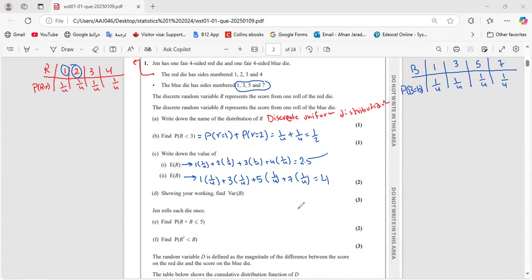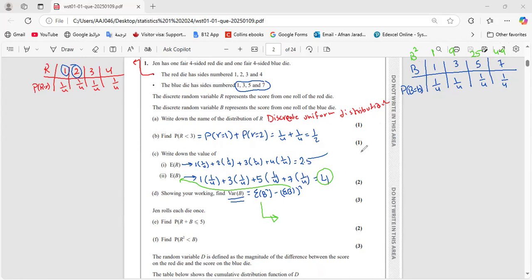Showing your working, find the variance of B. How can I find the variance of B? The variance of B equals the expected value of B squared minus the square of the expected value of B. The expected value of B is 4. How can I find the expected value of B squared? B equals 1, so B squared is 1. B equals 3, so B squared is 9. B equals 5, so B squared is 25. B equals 7, so B squared equals 49.